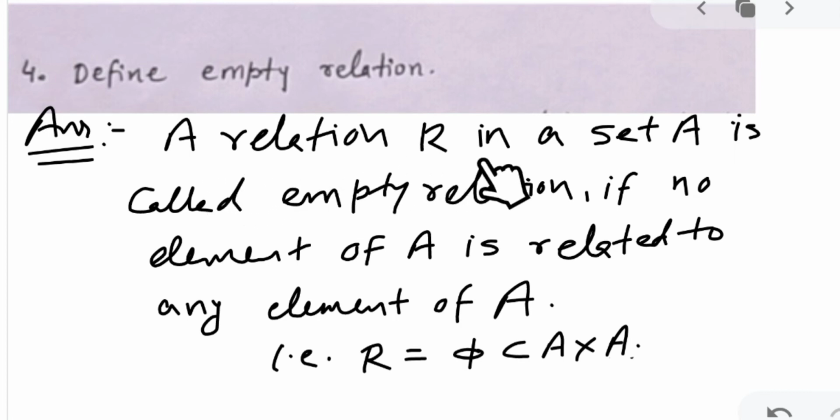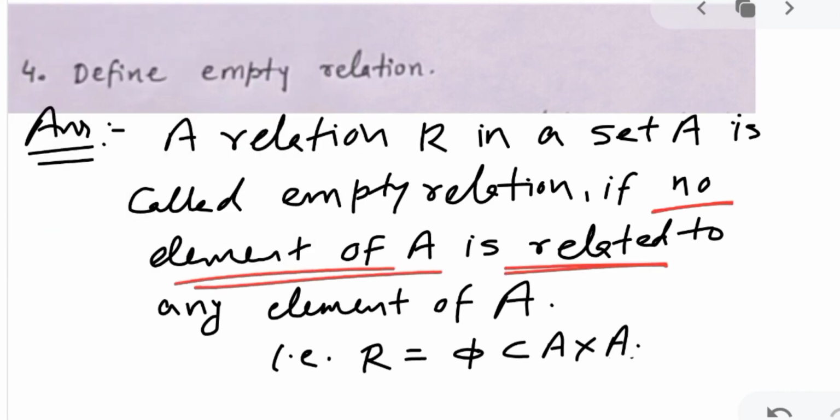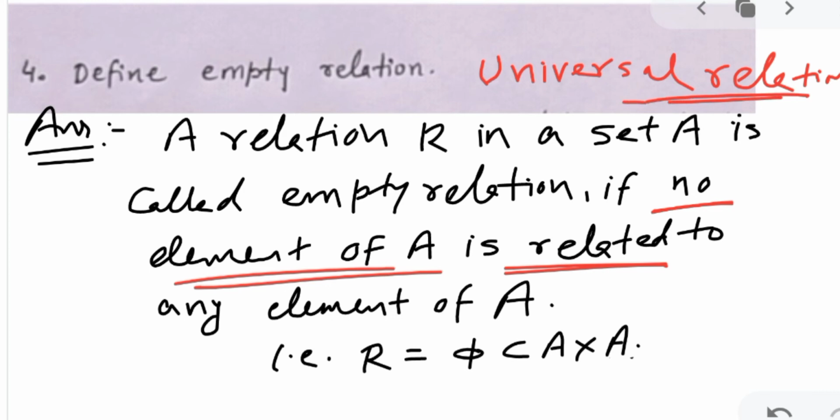A relation R in a set A is called an empty relation if no element of A is related to any element of A. Correct? So no element is related. So this is one. And in this, if they ask you for universal relation instead of empty relation, what is a universal relation? In the same pattern you can understand the universal relation also.